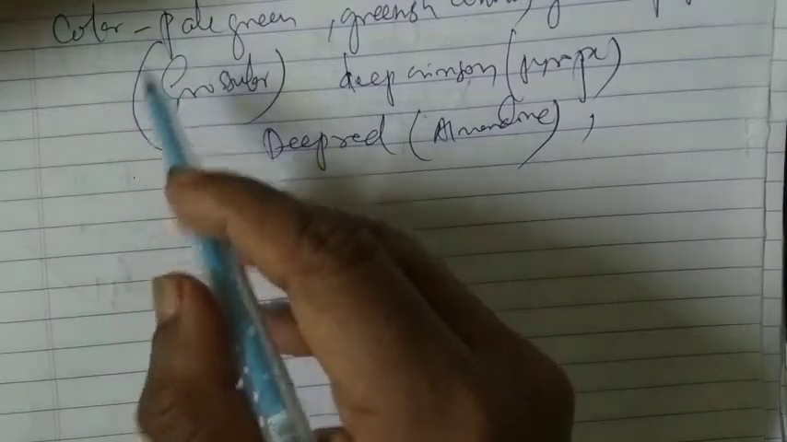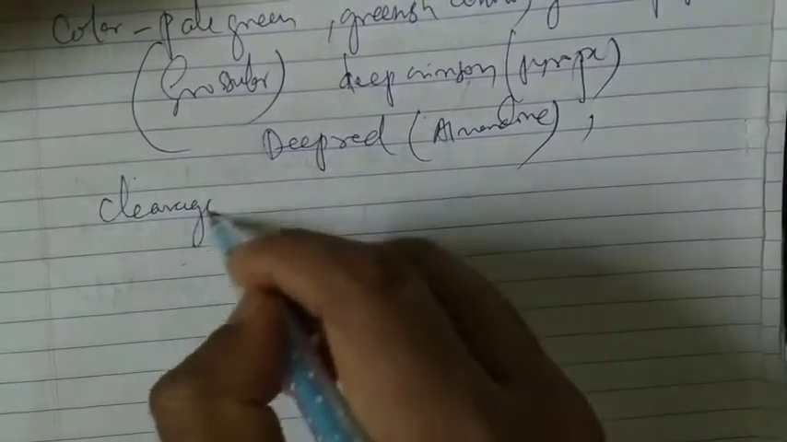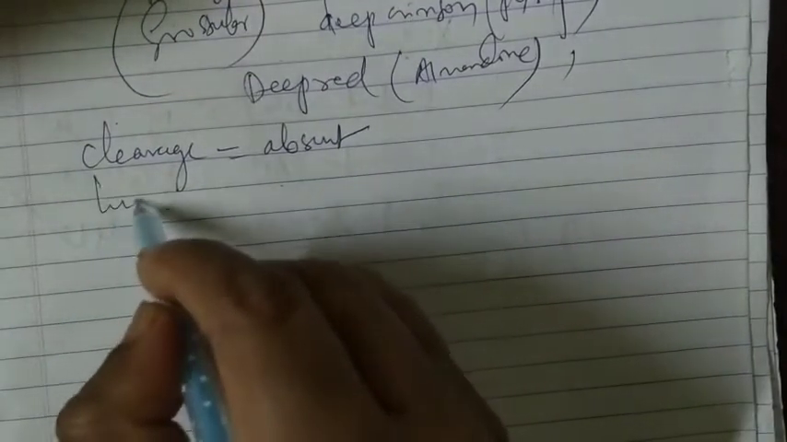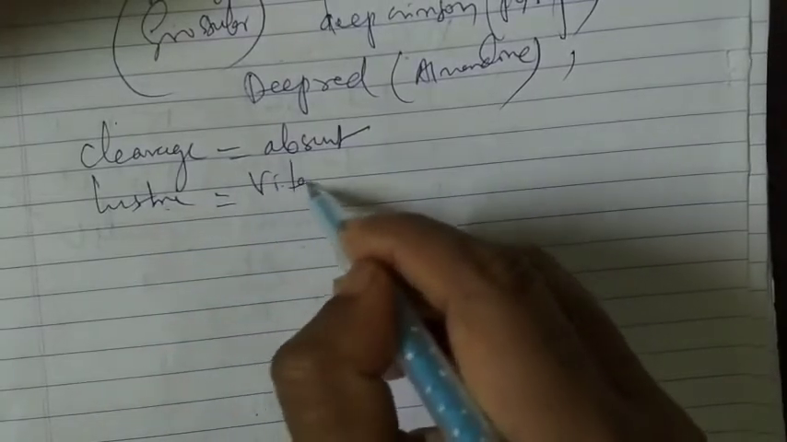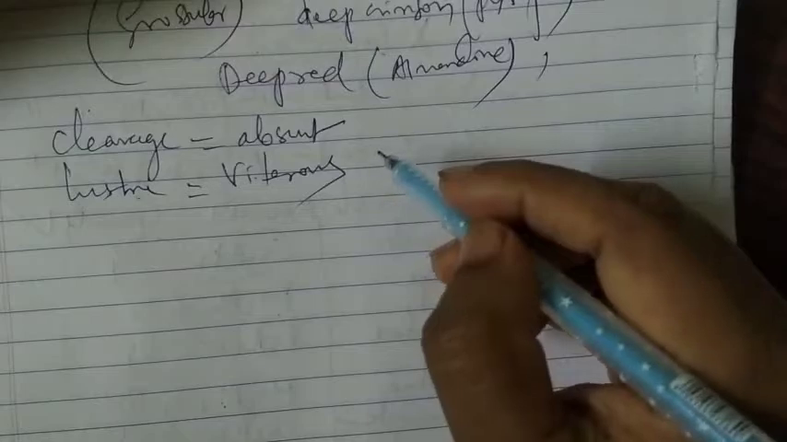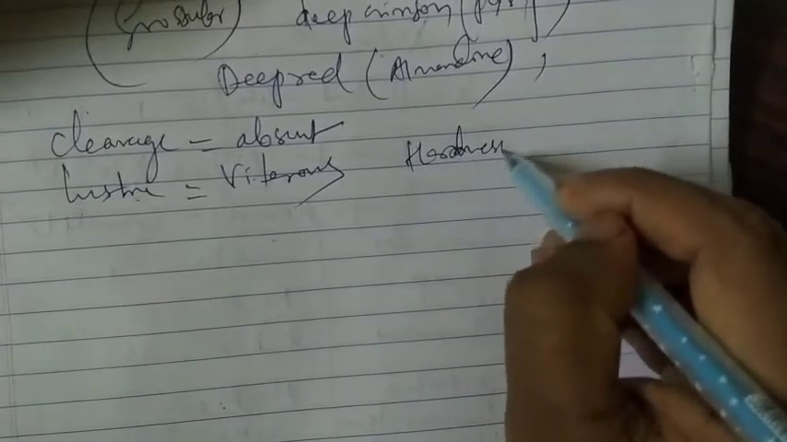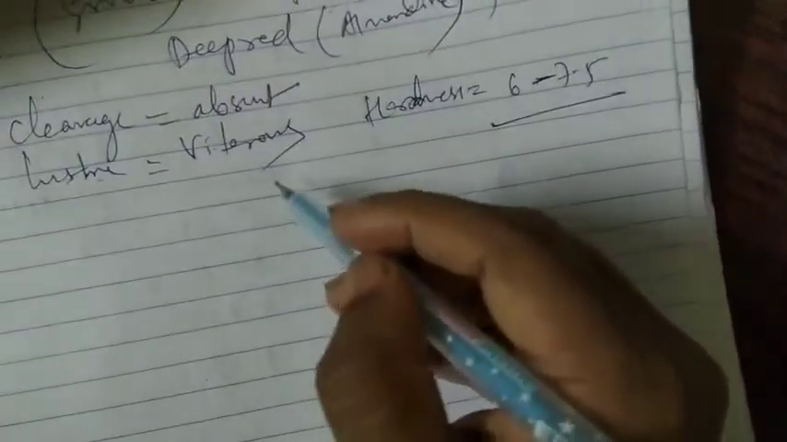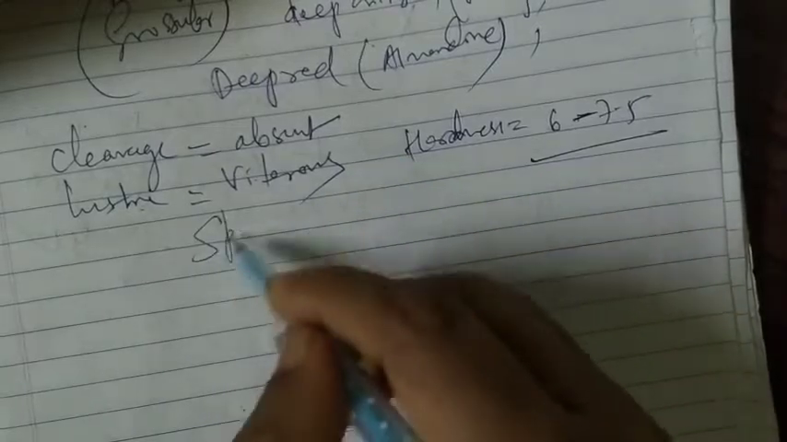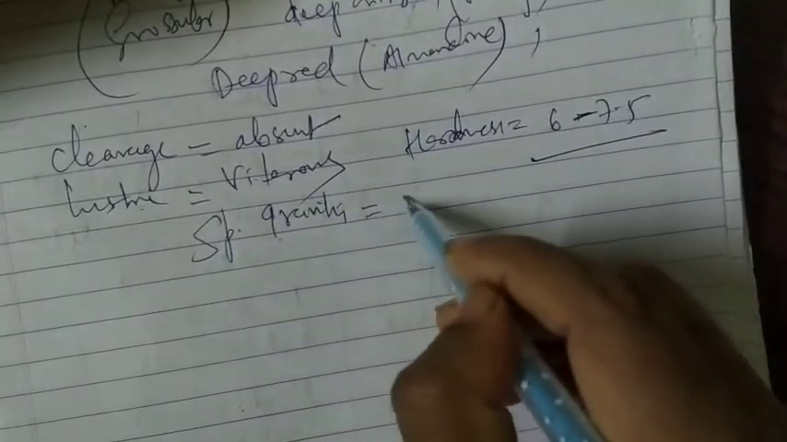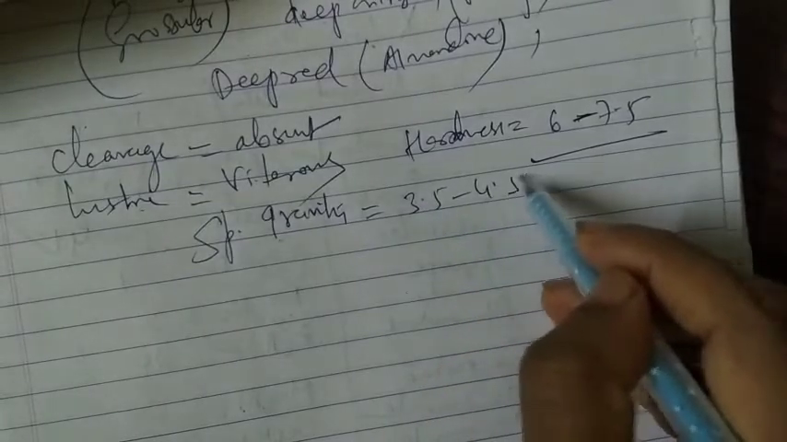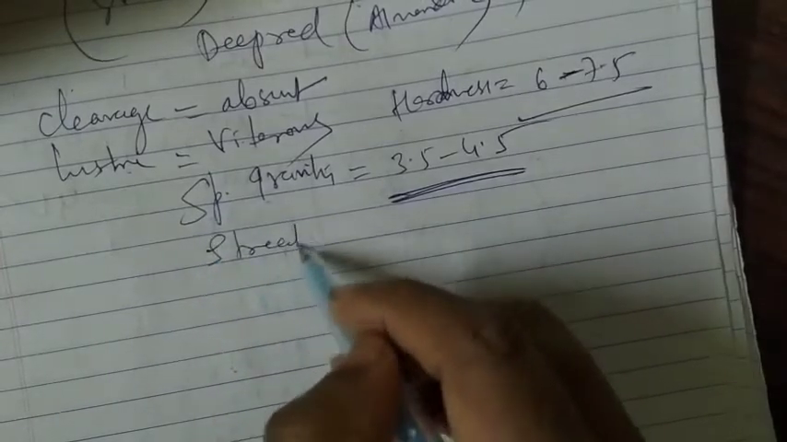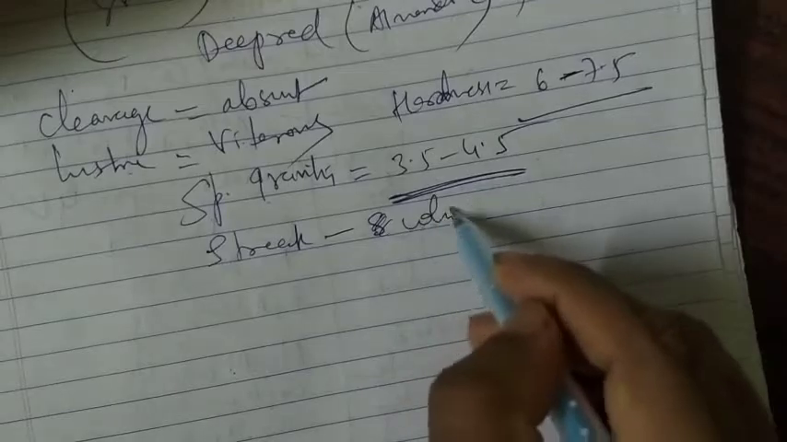Now cleavage is absent here, that is very important. There is no cleavage in this. Then luster: the luster of these garnets is vitreous. Then hardness, equivalent to that of quartz and higher, 6 to 7.5. The specific gravity is also very high, around 3.5 to 4.5. Then the streak is white.